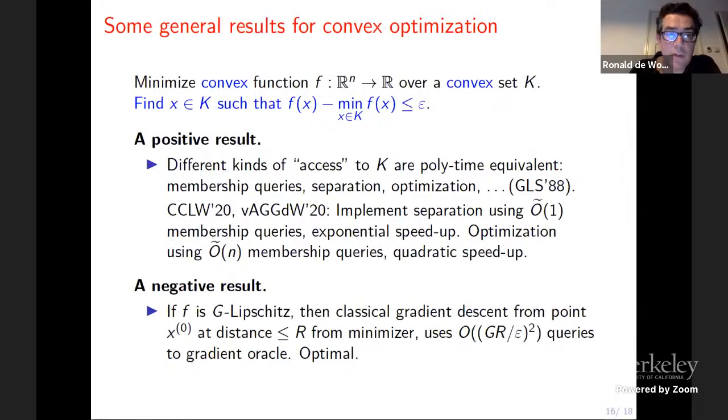And then the negative result is, it's known that classical gradient descent for a function that's G Lipschitz, so that's kind of smooth, from a point that's at distance r from the unknown optimizer, needs this many queries to a gradient oracle, to a first order oracle. And this is known to be optimal. And there's a very recent result by Garg, Kothari, Netrapalli, and Sharif that even in the quantum case, this is optimal. So there's no generic black box quantum speedup for gradient descent.